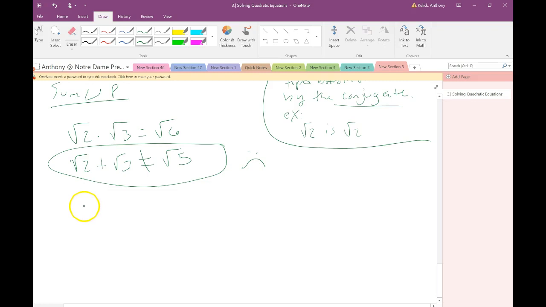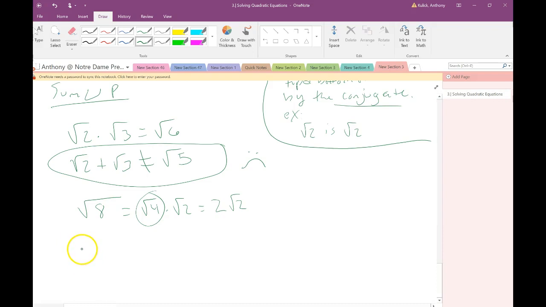And you can go in the reverse direction. So you can take something like the square root of 8, and you can write it as the square root of 4 times the square root of 2. And the advantage of being able to do that is things like the square root of 4 might be able to be simplified.